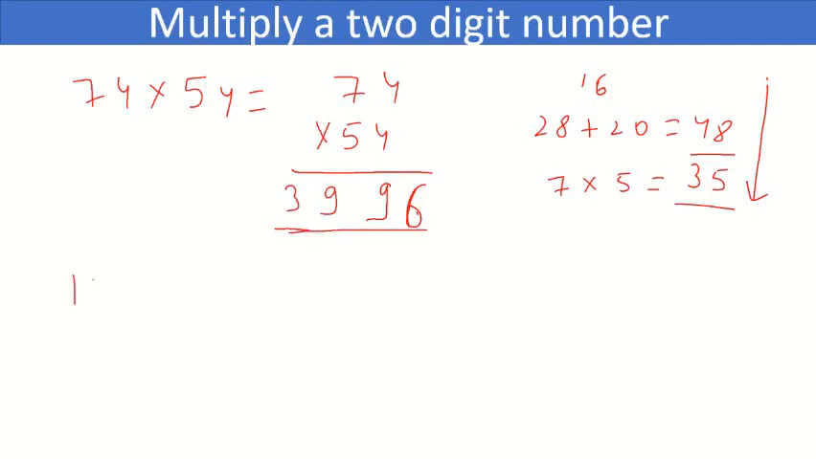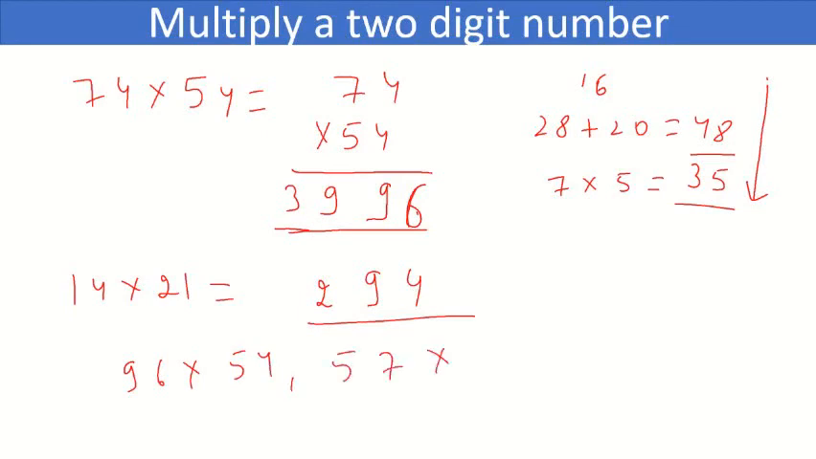Let's take another example. For example, 41 into 21. We will try to do it in one line. Okay, so the first step is 4 into 1, that is 4, simple. 1 into 1 is 1, then we have 4 into 2 is 8, so 8 plus 1 is 9, then we have 1 into 2, which is 2. So 294. You can extend the method to other numbers also. For example, 96 into 54, or 57 into 36, or 36 into 45.